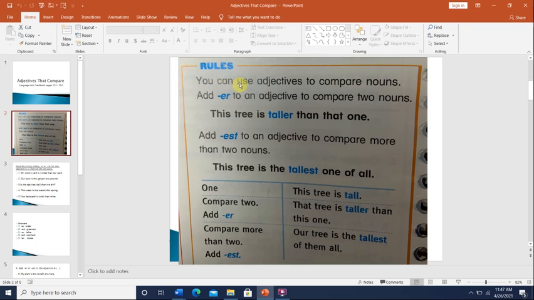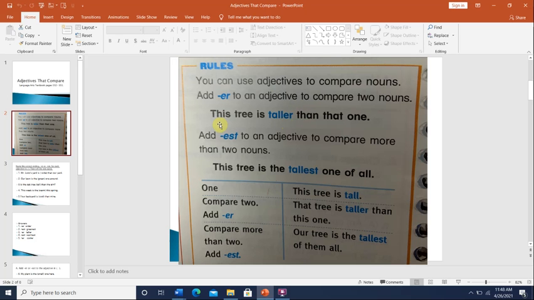It says you can use adjectives to compare nouns. So we will use adjectives to compare two or more nouns. We add er to the adjective to compare between two nouns. Example, this tree is taller than that one. So now we are comparing between two trees, this tree and that tree. And what did I do to the adjective tall? I added er, and then usually the word than comes after it. So that's why we know that we are comparing between two trees. This tree is taller than that one.